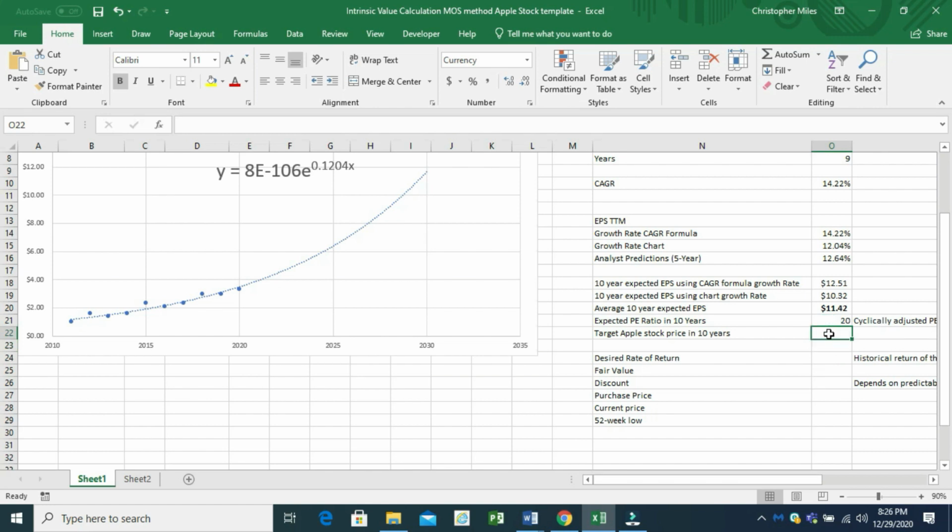Okay, so stock price is calculated as earnings per share times PE ratio. So that is the price that I think is a fair value for Apple in 10 years. That is what I think a target price for Apple will be in 10 years: $228.32. Okay, so the next thing we're going to do is, remember, that's the fair value in 10 years.